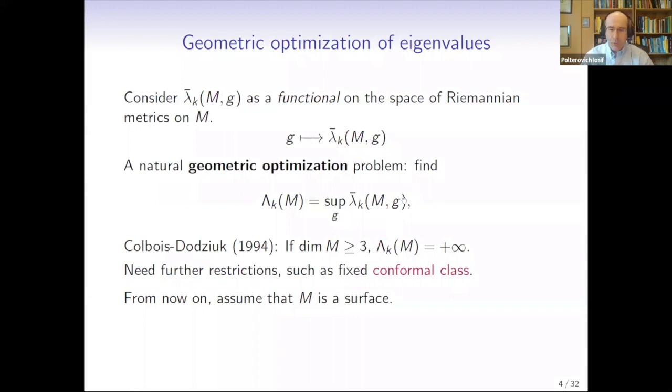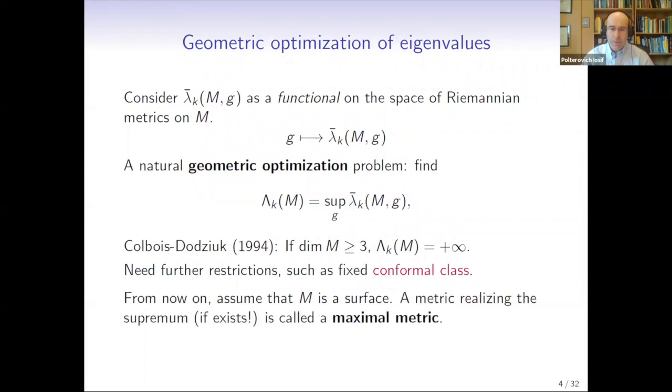However, in this talk, I will focus on the case when M is a surface, so d is equal to 2. And we will be interested in metrics which realize the supremum if such metrics exist. And we will call this a maximal metric.